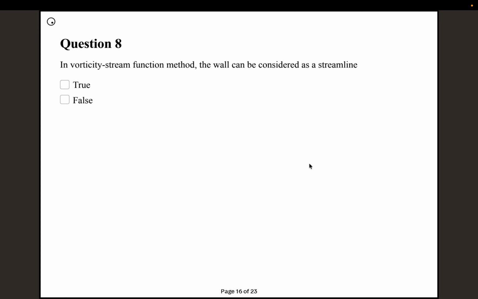Okay, move on to the next problem. I think that part is clear. In vorticity stream function method, the wall can be considered as a streamline. Streamline is where you have stream function as constant. The contour of stream function is basically the streamline. So whenever psi is constant, we call that a streamline. And for a wall, we have this particular condition satisfied always, as long as the no slip condition is satisfied. So this is true.